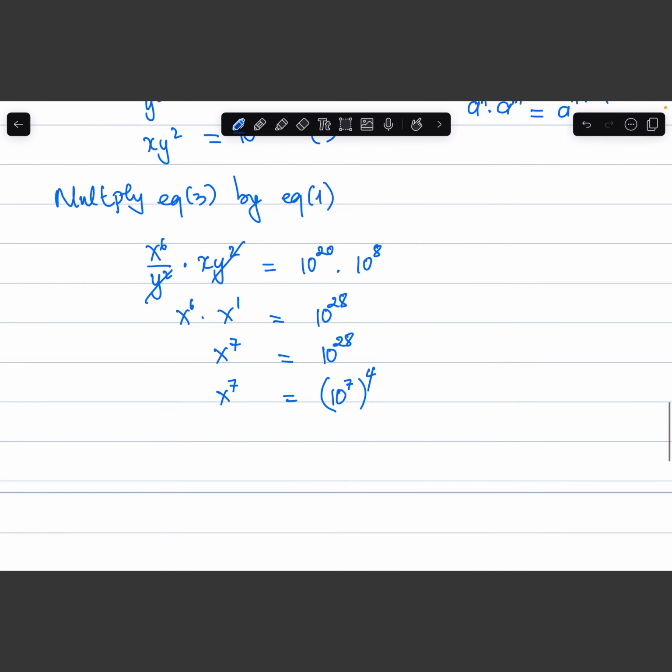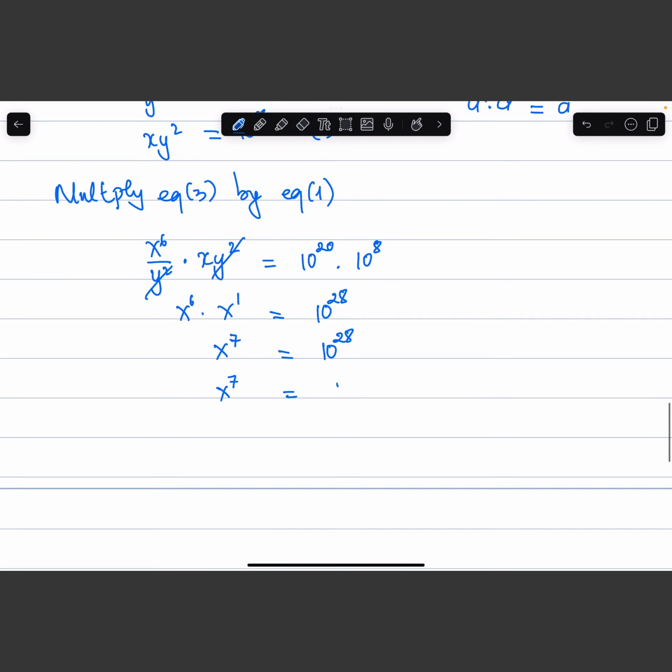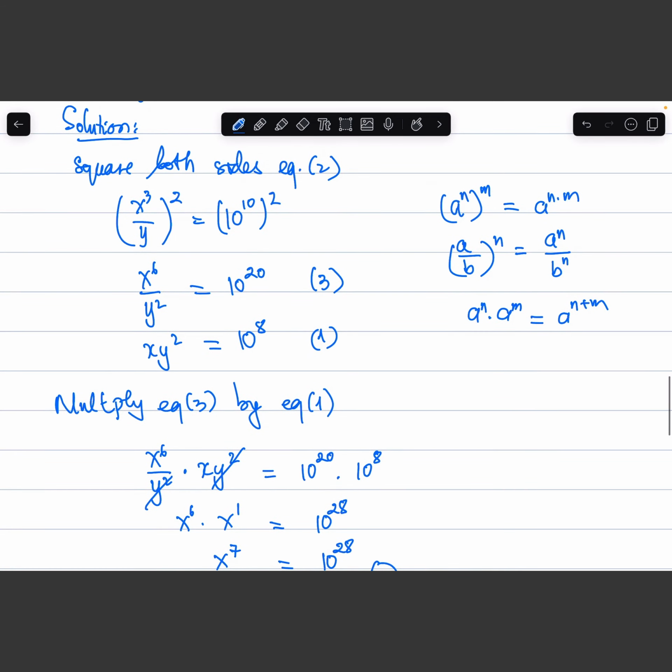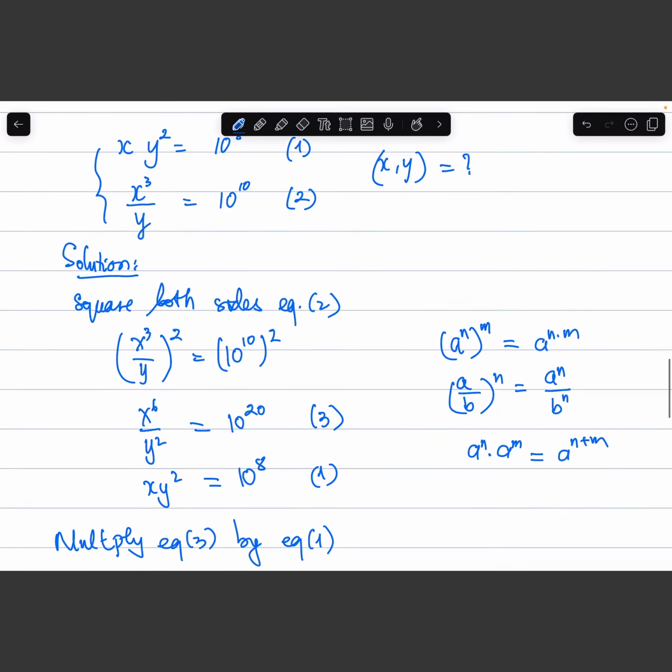This means the two sides are the same. I make this one 10 to the power 4 and the power 7 outside. Sorry, my bad. The purpose is I make this one 10 to the power 4 and the power 7 outside. So we have the same power 7 here. This forces the bases to be equal, so x is equal to 10 to the power 4. Since x equals 10 to the power 4, I come back to equation 2 to solve for y.